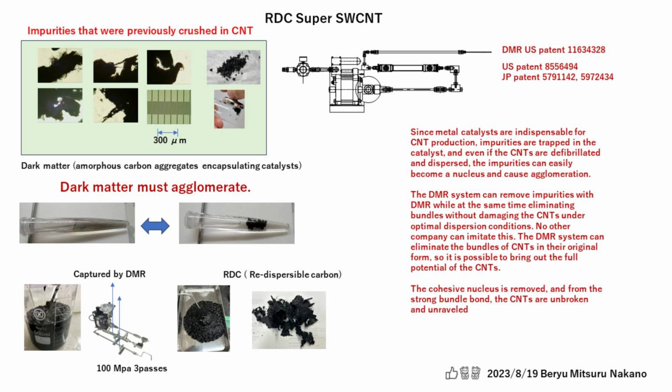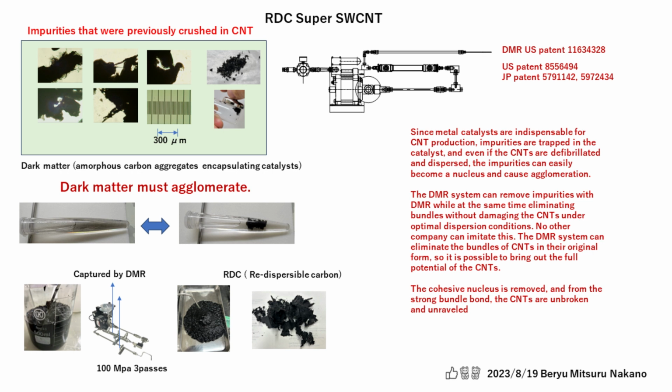Since metal catalysts are indispensable for CNT production, impurities are trapped in the catalyst. And even if the CNTs are defibrillated and dispersed, the impurities can easily become a nucleus and cause agglomeration. The DMR system can remove impurities with DMR while at the same time eliminating bundles without damaging the CNTs under optimal dispersion conditions. No other company can imitate this.